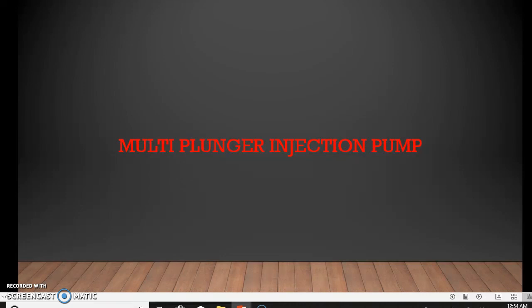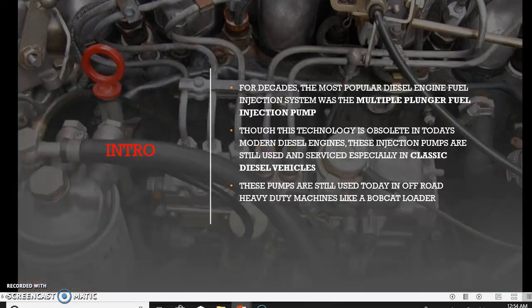So the first pump we're going to talk about is the multi-plunger injection pump. What is a multi-plunger injection pump? You may or may not have seen this before. These are still used today on most off-road heavy-duty machinery, such as Bobcats and bulldozers and stuff like that. I'm not too familiar with that department, but I know that these pumps are still used in some of those machines. So for decades, the most popular diesel engine fuel injection system was the multiple plunger fuel injection pump.